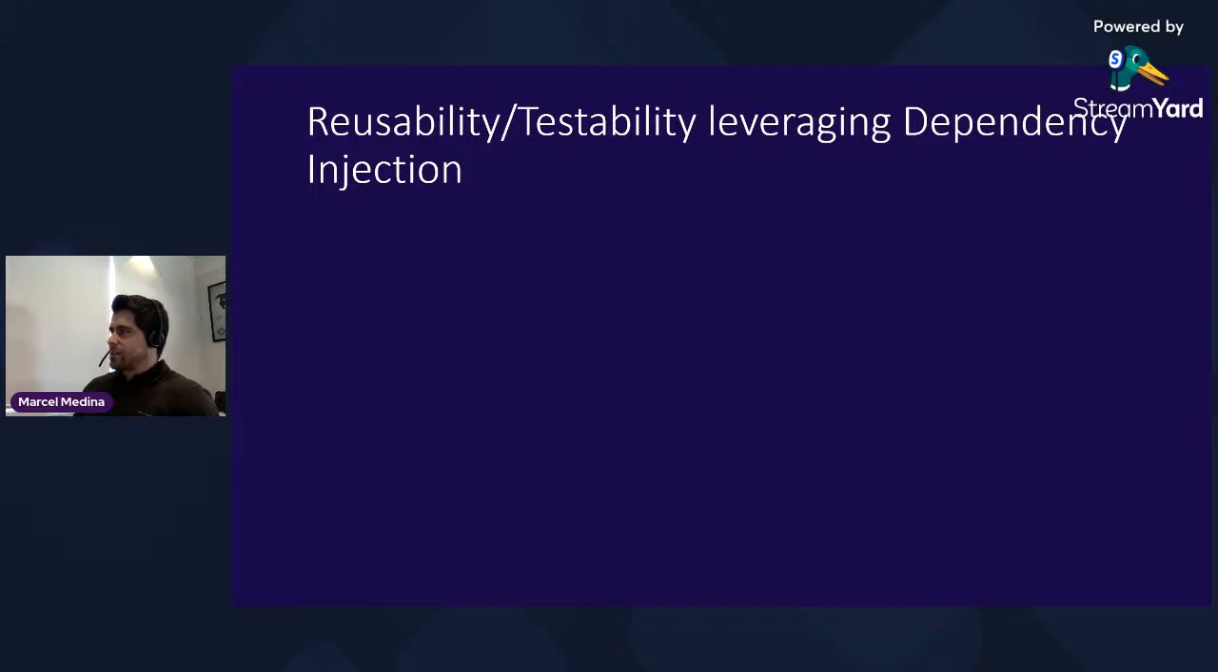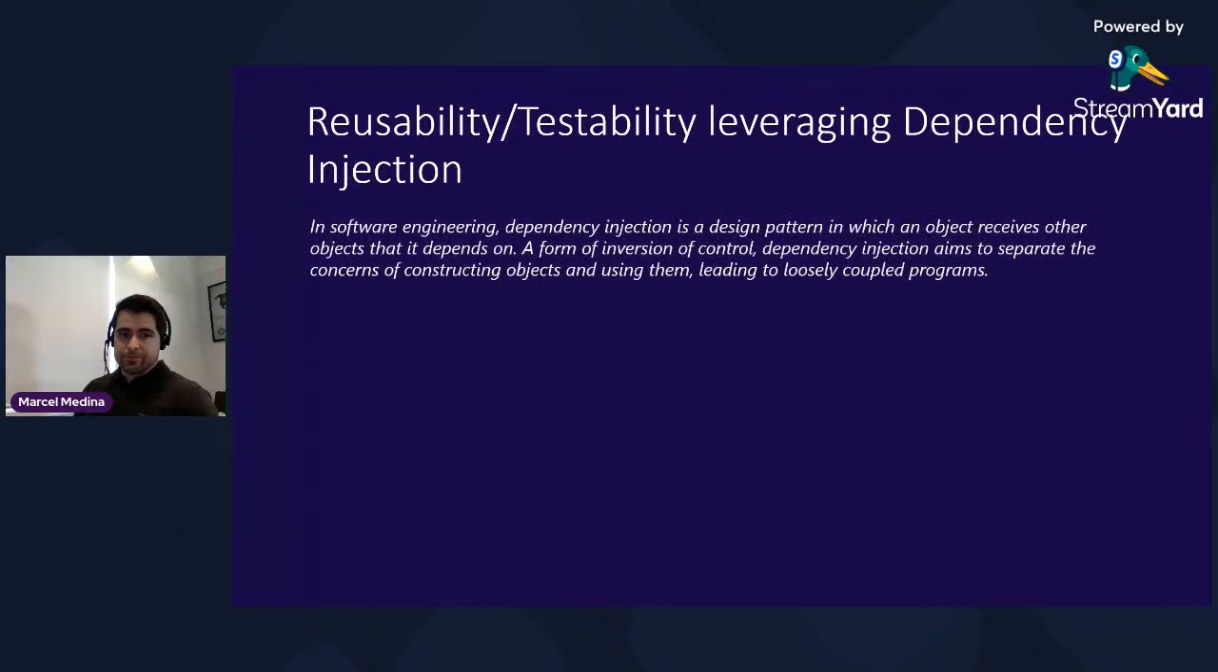And reusability, testability, how do you do it? We do it with dependency injection, right? In software engineering, dependency injection is a design pattern in which an object receives other objects that it depends on. A form of inversion of control, dependency injection aims to separate the concerns of constructing objects and using them, leading to loosely coupled programs.